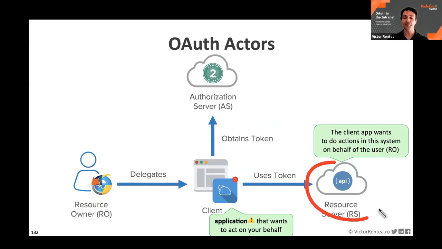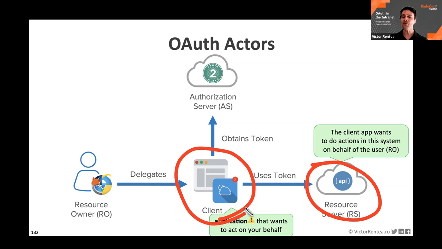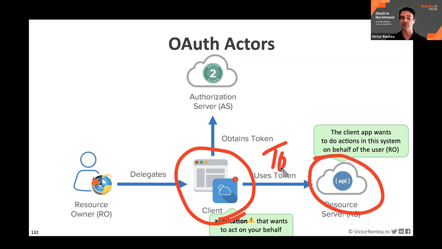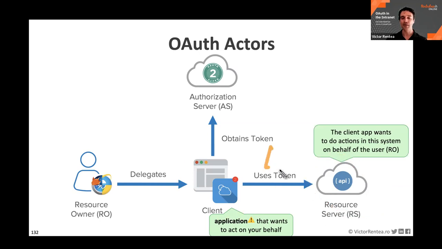So this API that the client wants to call can only be called by presenting that system with a magic token. You will see that in a moment. I will already point it out. It is called an access token. So the client application that wants to call another system on behalf of this human will have to present a token to that system, right?